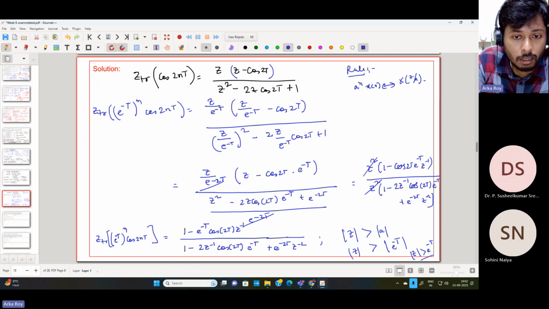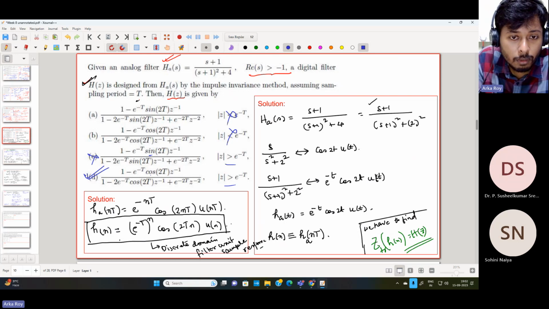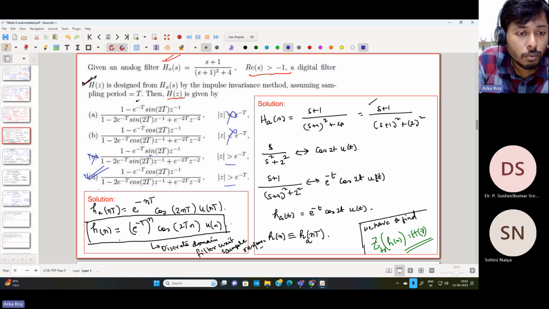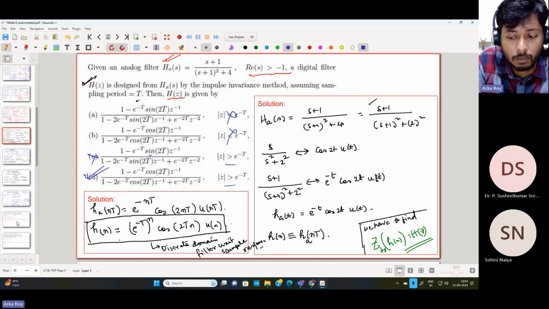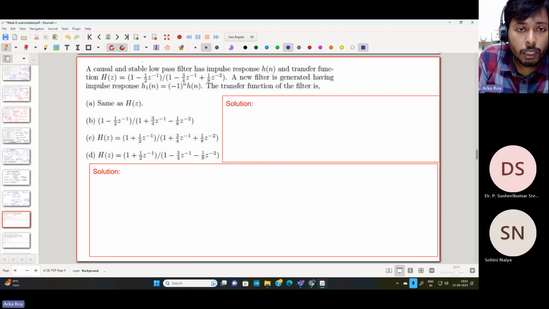power minus t into cos 2t and then z to the power minus 1. So over here, all the functionalities are matching. Therefore option D is the correct answer for this particular question. Okay, so going to the next question.